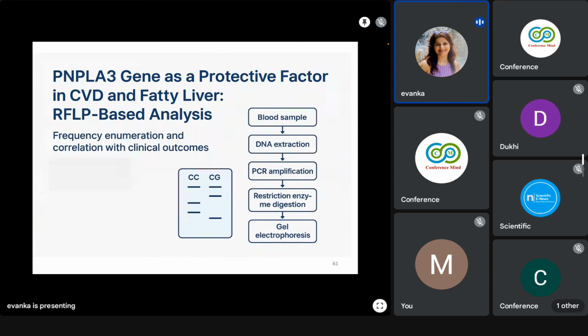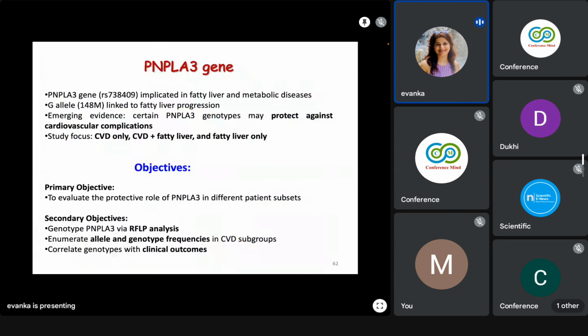This is another little piece where, as we are collecting these HF patients, we are also checking into fatty liver patients, to see how we can characterize CVD and fatty liver together, where we have come up with PNPLA3 as one of the protective factors. The PNPLA3 gene seems to be implicated in fatty liver and metabolic diseases, where the G allele is linked to fatty liver progression. So we are categorizing our patients into CVD alone, CVD and fatty liver, and fatty liver alone. Our objective is to evaluate the protective role of PNPLA3 in different patient subsets.